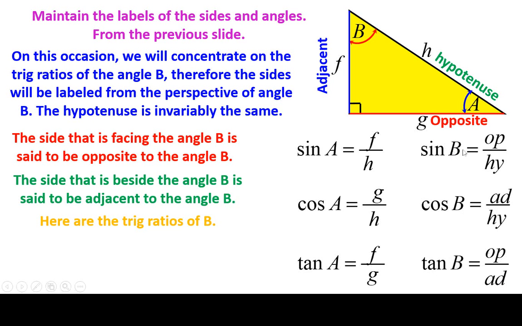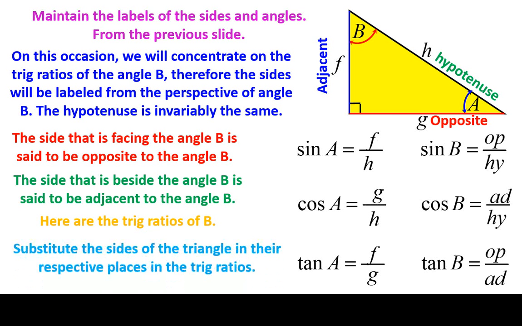In order to make these specifically for the angle B, we will have to use the sides that are opposite and adjacent to the angle B. We know that the hypotenuse is always generally the longest side, which is opposite to the right angle. That does not change. Substitute the sides of the triangle in their respective places in the trig ratio.